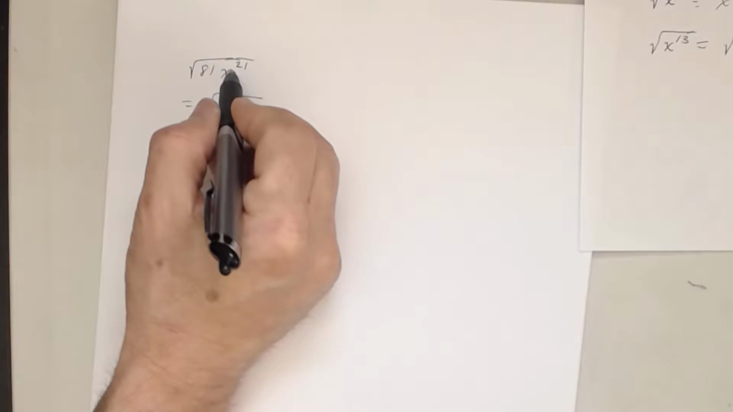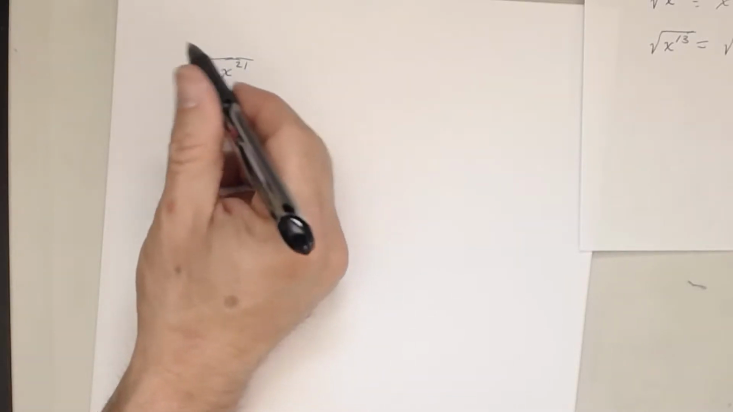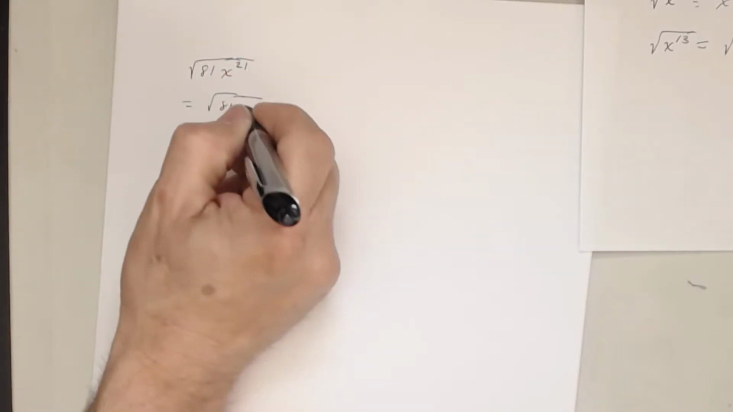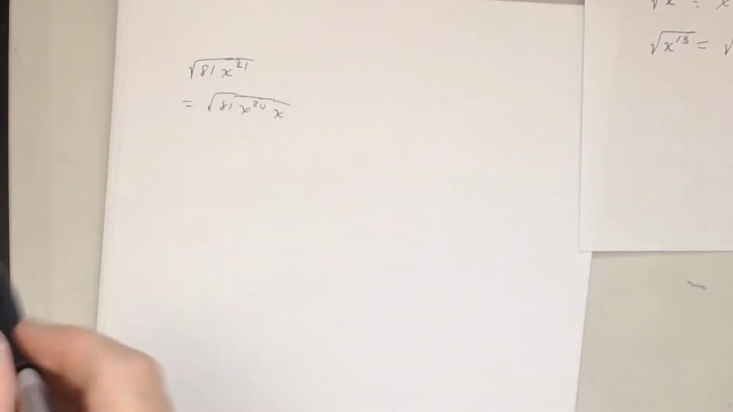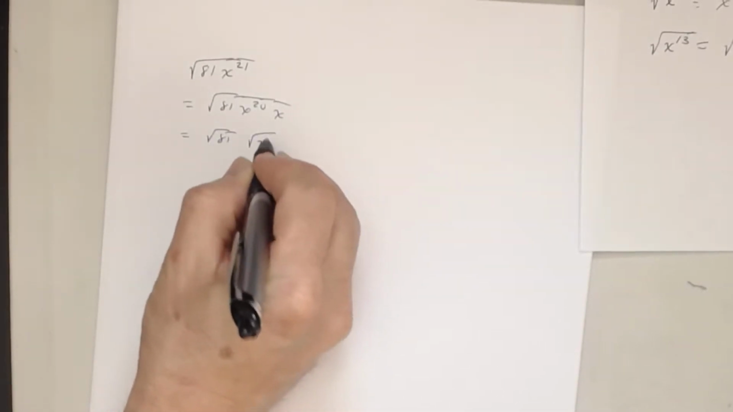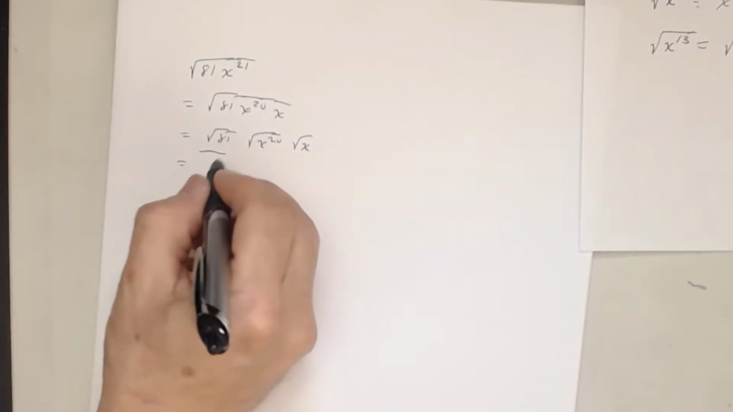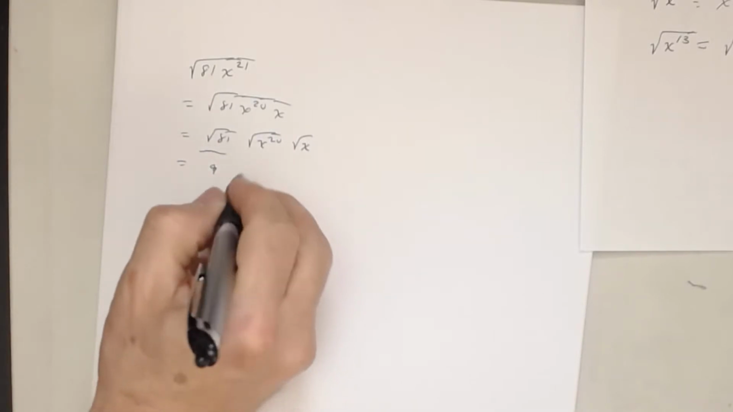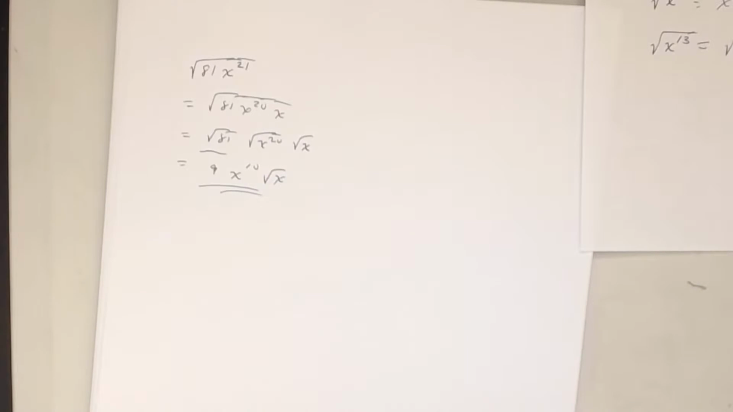What's the largest whole number less than 21 that 2 goes into? 20. So it'll be x to the 20th times x, right? And so mathematically, this really becomes the square root of 81 times the square root of x to the 20th times the square root of x. What's the square root of 81? What's the square root of x to the 20th? And then what's left? Square root of x. So there's your answer: 9x to the 10th, square root of x. Okay?